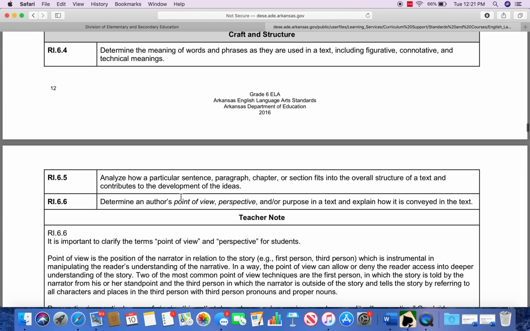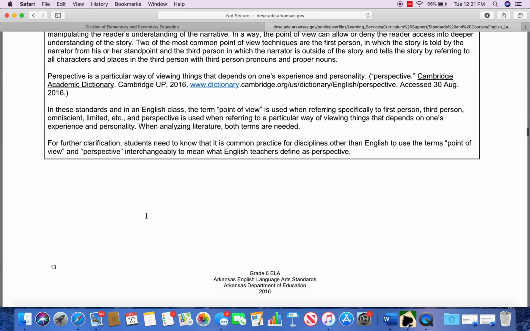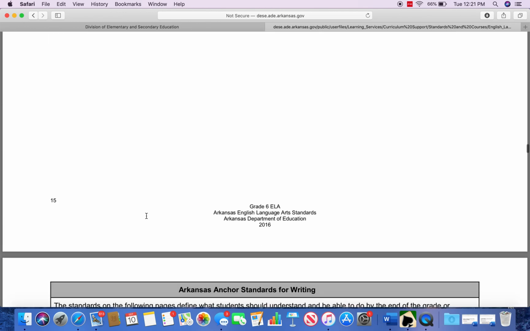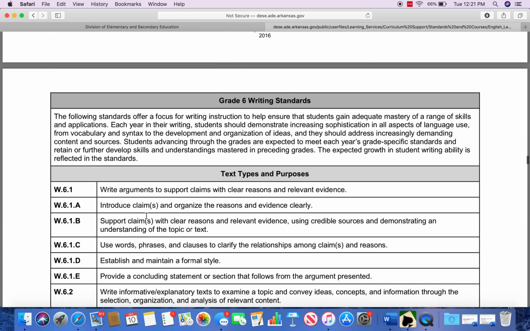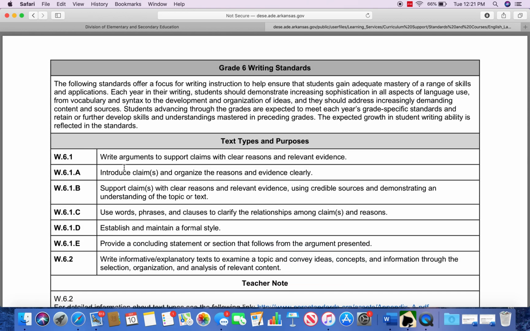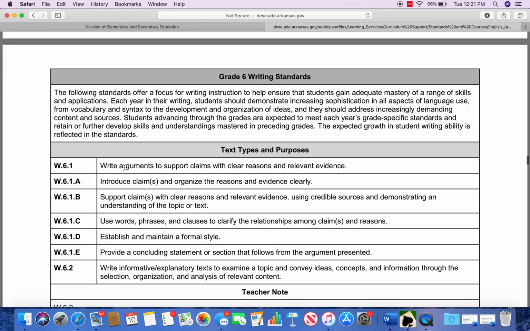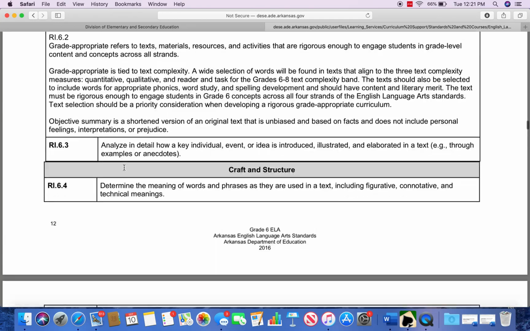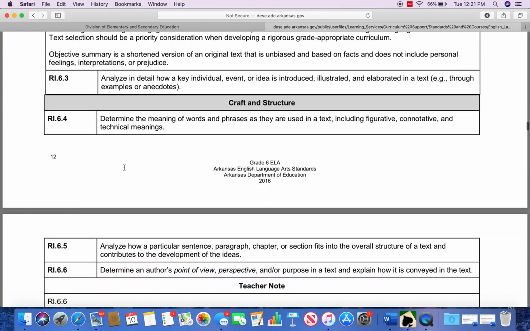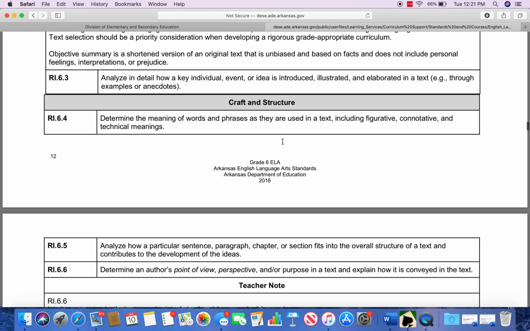And of course it's going to go into reading integration all the way. It's going to go through every standard all the way to writing. And let me say this too, okay, there may be times when they are working on reading and determining the meaning of words and phrases. So you're working on that standard.